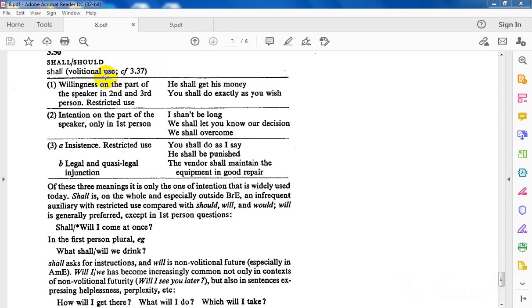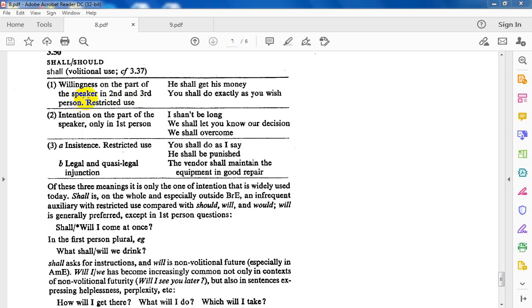Starting with volitional, what is volitional? Volitional means non-futurity. It can be used to express willingness. Please pay more attention. Willingness, or expressing someone's will to do something on the part of the speaker in second and third person, has restricted use.